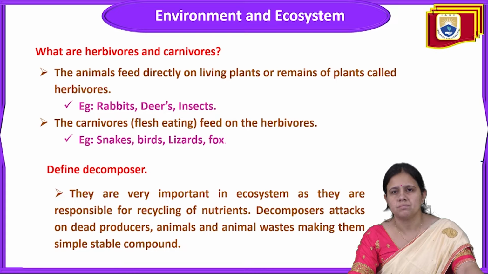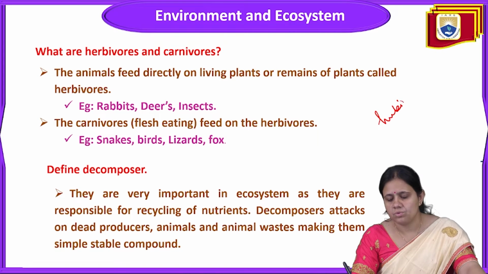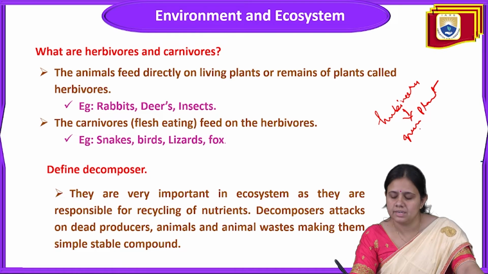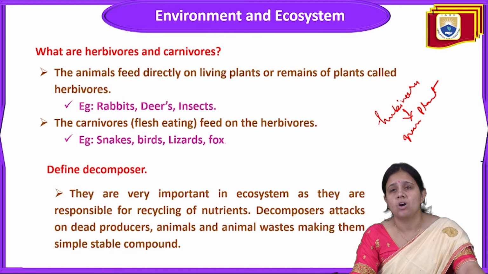Herbivores are those animals on the earth that feed directly on living plants or the remains of plants. They feed directly on living plants, and examples are rabbit, deer and insects. So we can call these the herbivores of any ecosystem. In a forest ecosystem, rabbit, deer and insects are the herbivores, and carnivores are those animals that are flesh eating, that feed on herbivores.